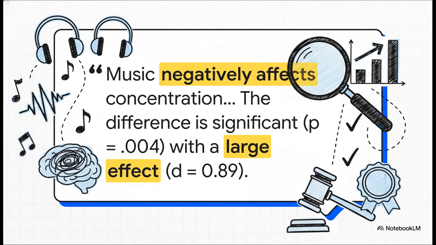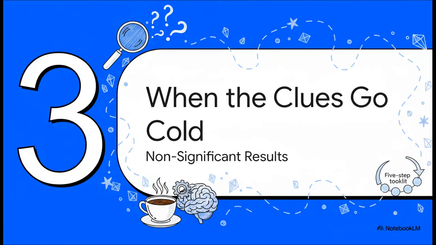The final verdict. This is where we combine all our clues into one powerful statement. We state the relationship, background music negatively affects concentration. We back it up with our evidence, it's statistically significant with a p-value of 0.004. And we state the magnitude, it's a large effect, with a Cohen's d of 0.89. Boom, case closed. But what happens when the trail goes cold?